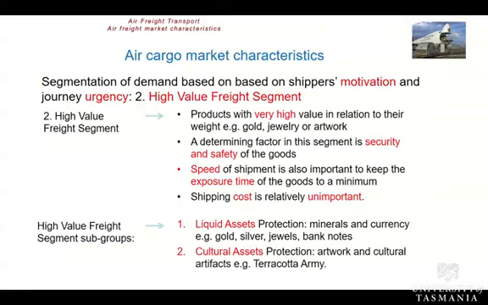Another grouping could be cultural assets protection. So these are customers that have valuable artwork, have valuable cultural artefacts that need to move those goods. For example, terracotta army. Everybody comfortable with the high value segment? Yep. Okay.